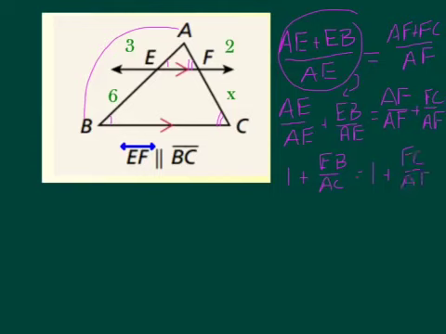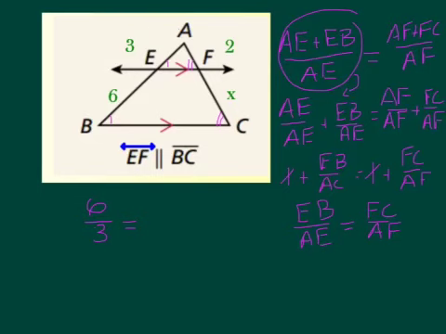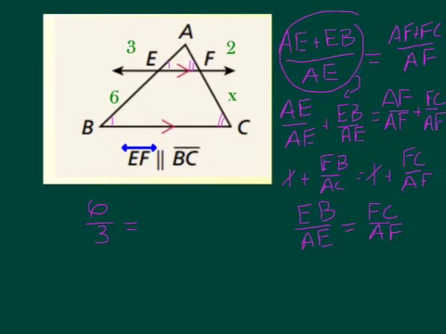Okay, well the great thing is that the 1's cancel. I'm just left with this proportion: EB over AE equals FC over AF. Okay, so that's actually going to make this problem a little bit easier. Well, let's go ahead and plug in our values for each of these segments. So EB, I'm going to start over here. EB equals 6 over AE equals 3. So we know that's going to reduce to 2. And this will be equal to FC, which is x, over 2. So when we cross multiply and divide, x equals 4.